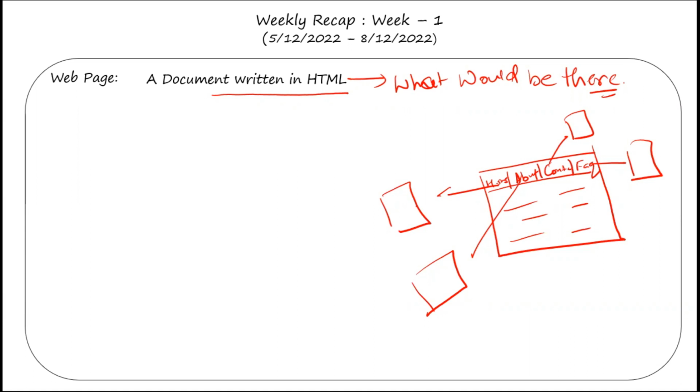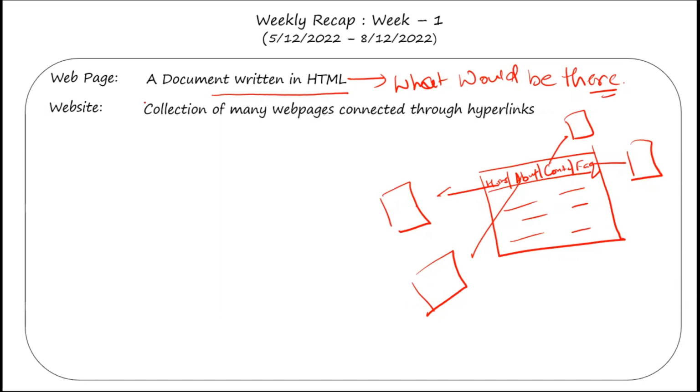Next, we understood what is a web server. But before we move to web server, a collection of web pages which are connected through hyperlinks is called a website. So this is a hyperlink. This is a hyperlink. This is a hyperlink. We saw that you can go from one hyperlink to another in the same web page, in the same website. Similarly, you can go from one web page to another web page in a different website.